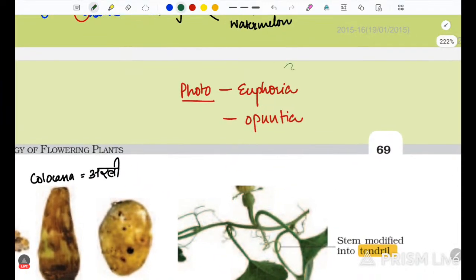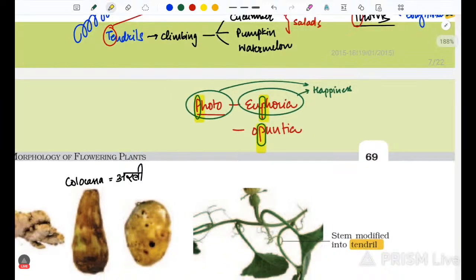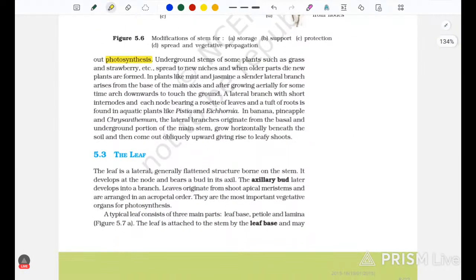So what do you mean by euphoria? Euphoria is actually an English word which means happiness. So when do you get happiness? By clicking a photo. Whenever somebody asks you to click the photo, you will feel very happy. Even if you can't remember, just remember: opuntia has P, euphoria has P, and photosynthesis has P. So P for photosynthesis, P for euphoria, and P for opuntia. All these three you have to remember, and kindly note it down. Euphoria and opuntia are both responsible for photosynthesis.